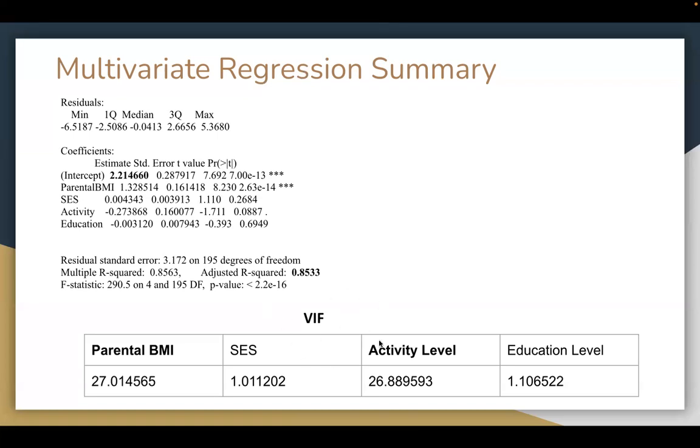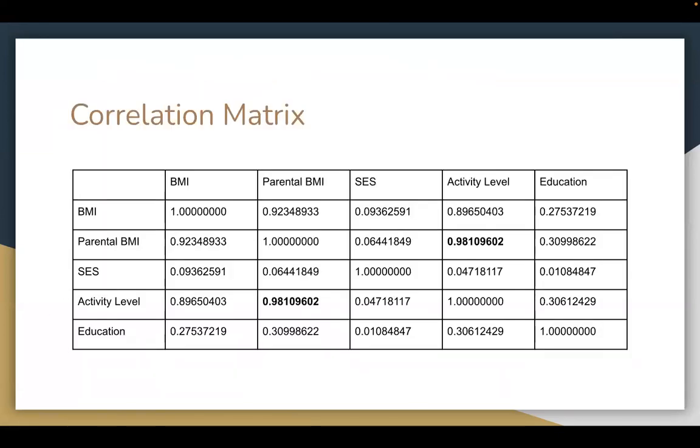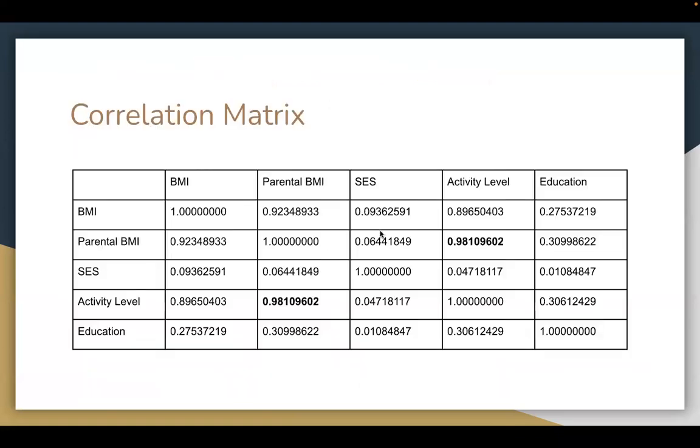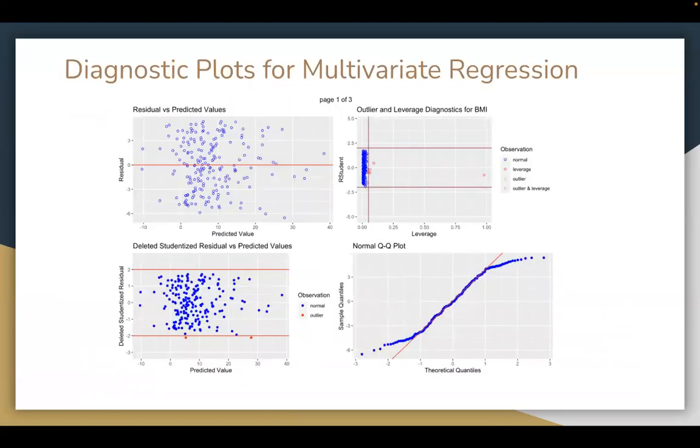Another thing we can do when we have these high VIF factors is look at the correlation matrix. I've got it right over here, and I've bolded it. Parental BMI and activity level have some really high correlations. They're highly correlated, these two variables, as we suspected by looking at this. And I also ran some diagnostic plots for our multivariate regression model. We can see a very similar distribution here on the x-axis, a very subtle S-curve here, similar to the bivariate model.